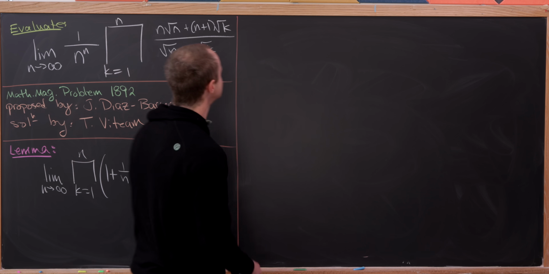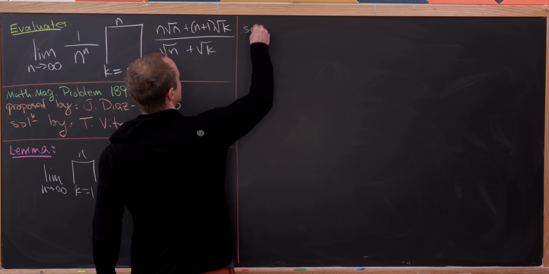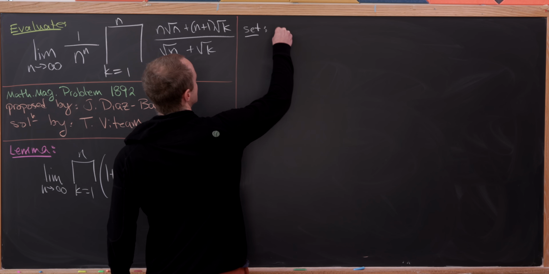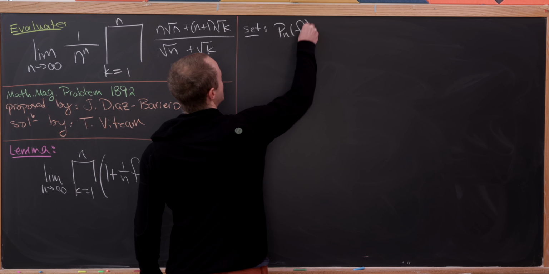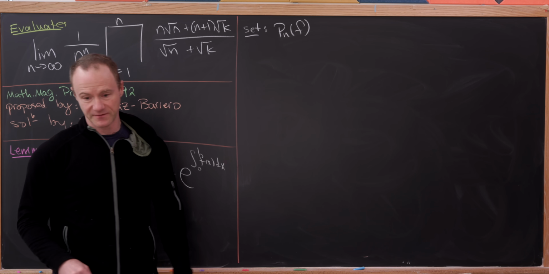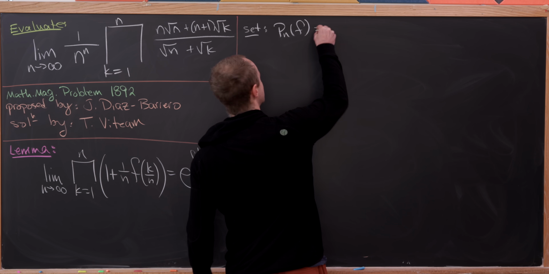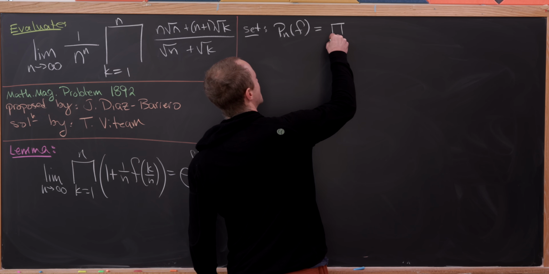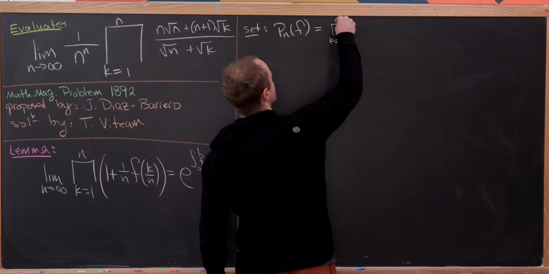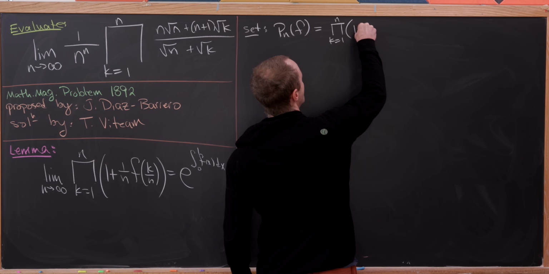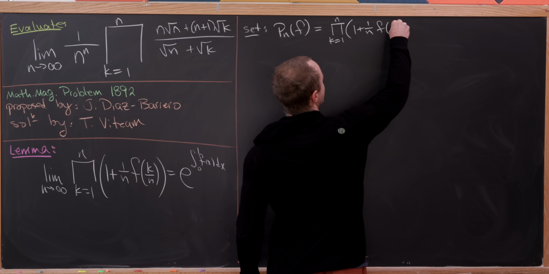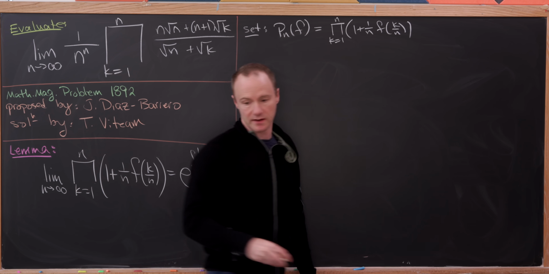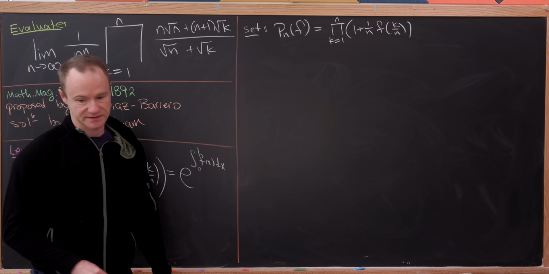Okay, so let's see how we might do this. So I'm going to start with introduction of some notation. So I'll let p sub n of f be equal to, well, this partial product before we've taken the limit. So we've got this product as k goes from 1 to n of 1 plus 1 over n f of k over n. Okay, nice.